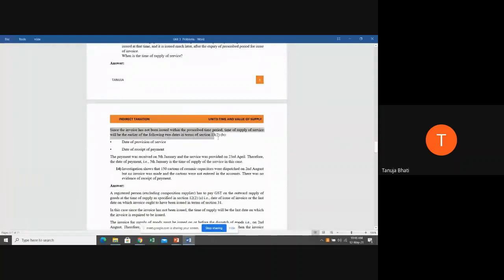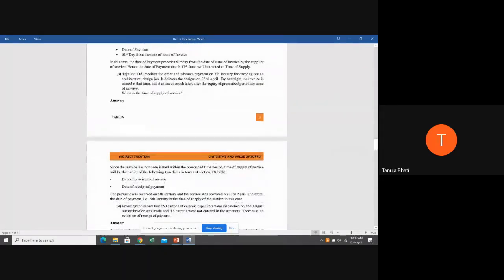Since the invoice has not been issued within the prescribed period of time, time of supply of services will be the earlier of the following two dates as per section 13 subsection 2 clause B. That you have to compare date of providing the service or date of receipt of payment. The payment was received on January 5th and the services were provided on 23rd April. Therefore, the date of payment, that is 5th January, is the time of supply of services in this case. So students, is problem number 13 clear to you all?